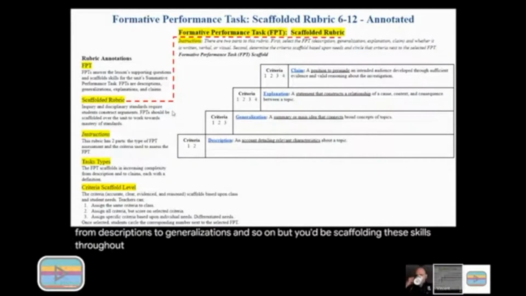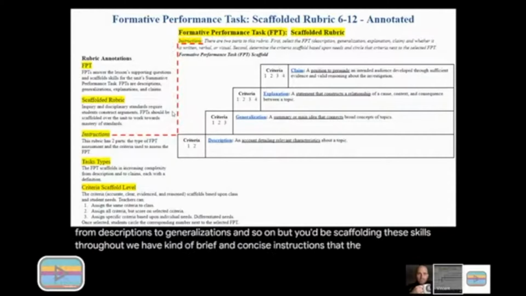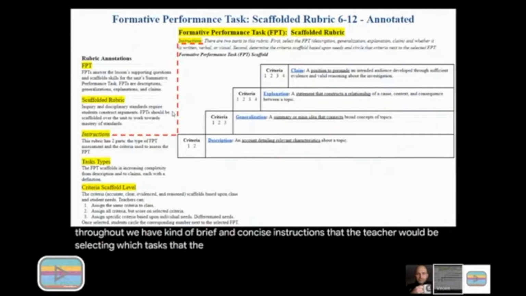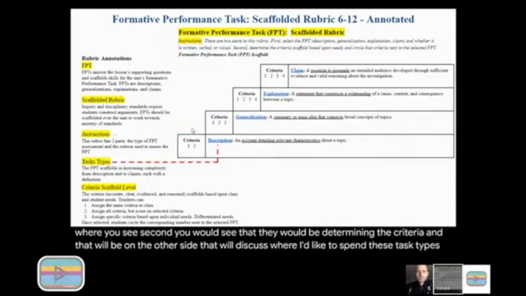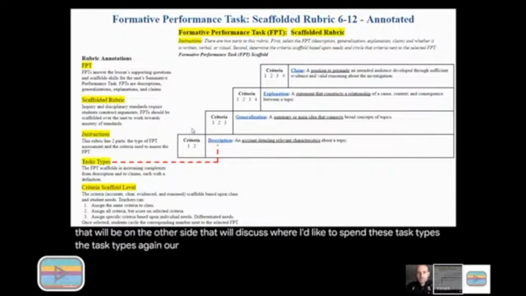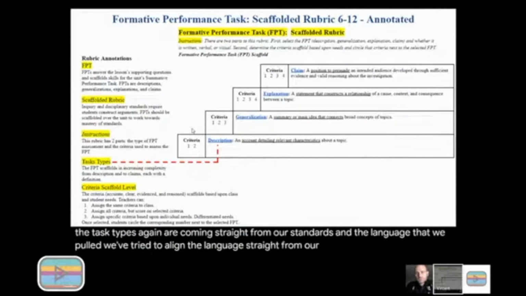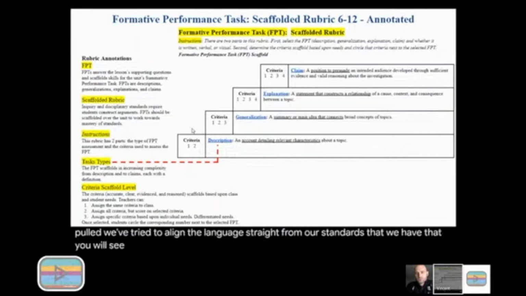We have brief and concise instructions that the teacher would be selecting, which task the students would be doing. And then the bottom part where you see second, they would be determining the criteria, and that will be on the other slide that we'll discuss. Where I'd like to spend a little bit more time is looking at these task types. The task types, again, are coming straight from our standards. And the language that we pulled, we've tried to align straight from our standards that you will see in 6th grade through 12th grade.